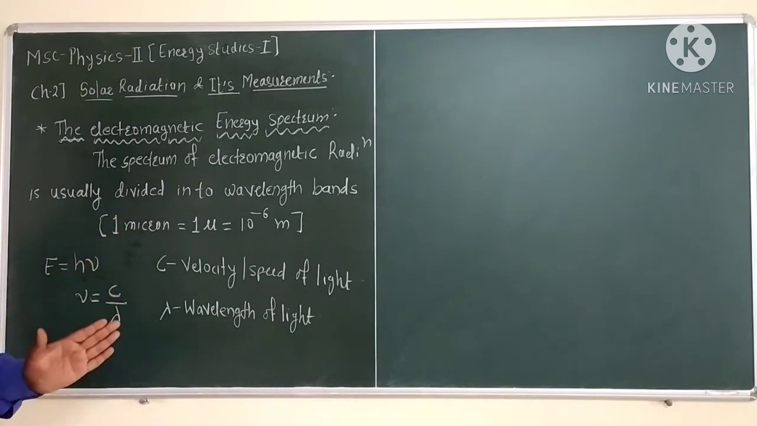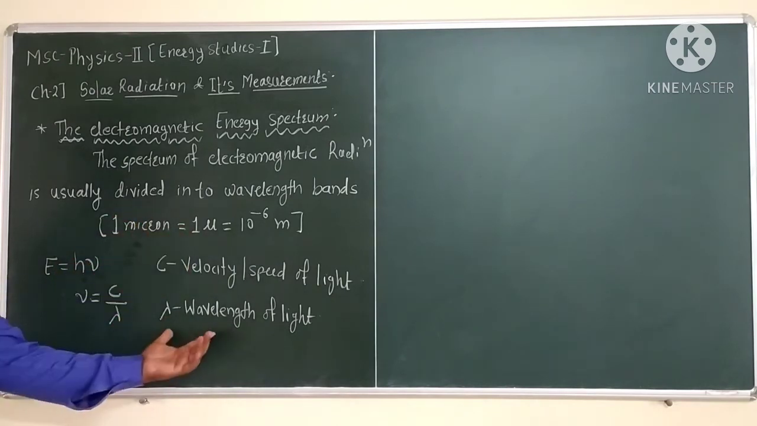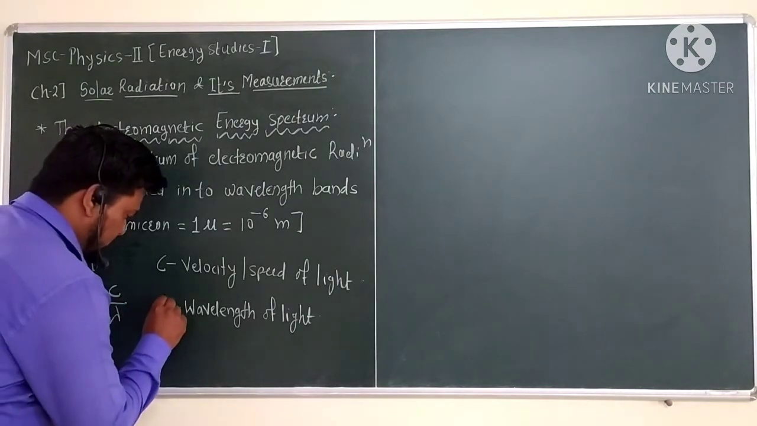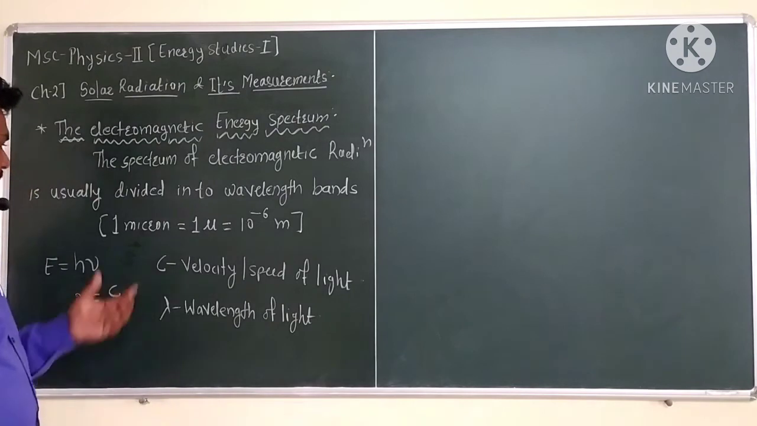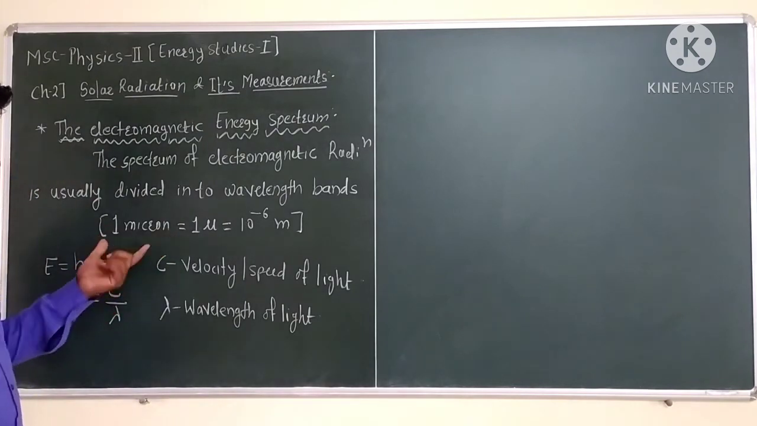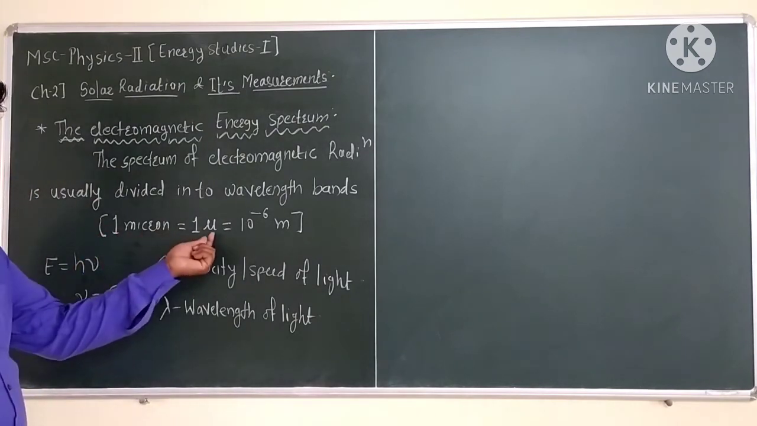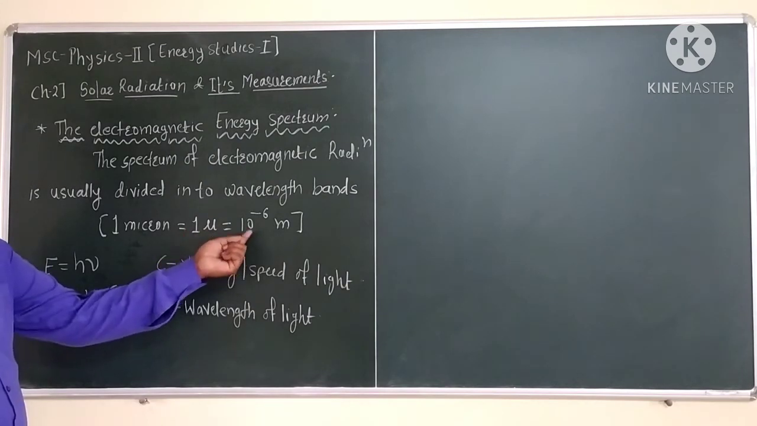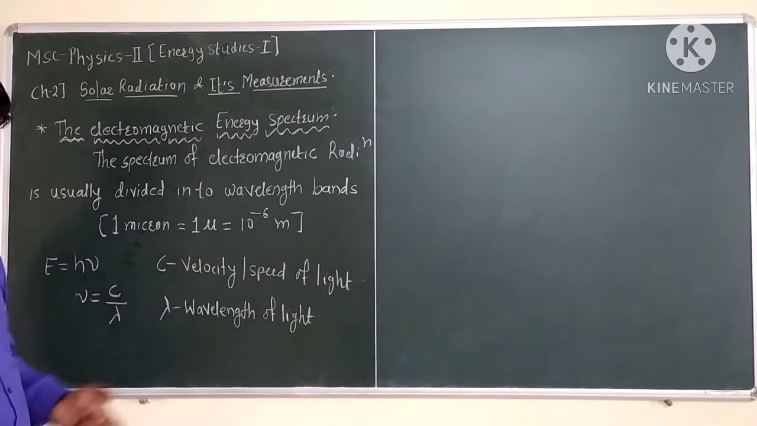The electromagnetic spectrum of the electromagnetic radiation is usually divided into wavelength bands. This wavelength is denoted by lambda, and its unit is measured in microns. The symbol for micron is mu, and 1 micron is equal to 10 to the power minus 6 meter.